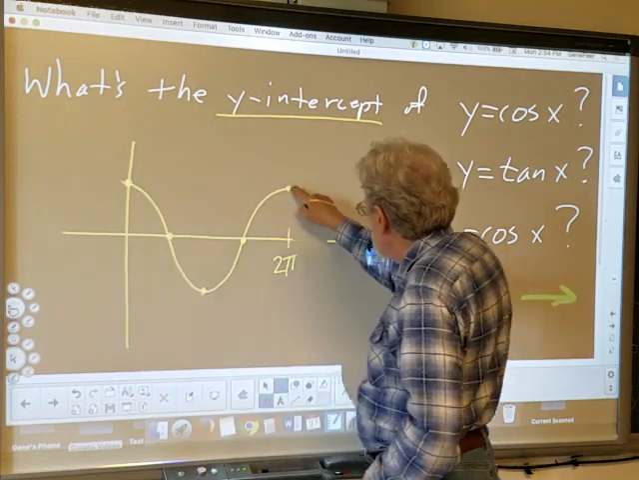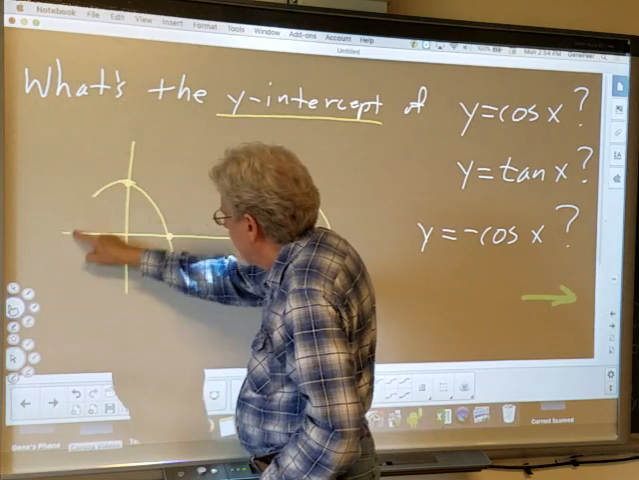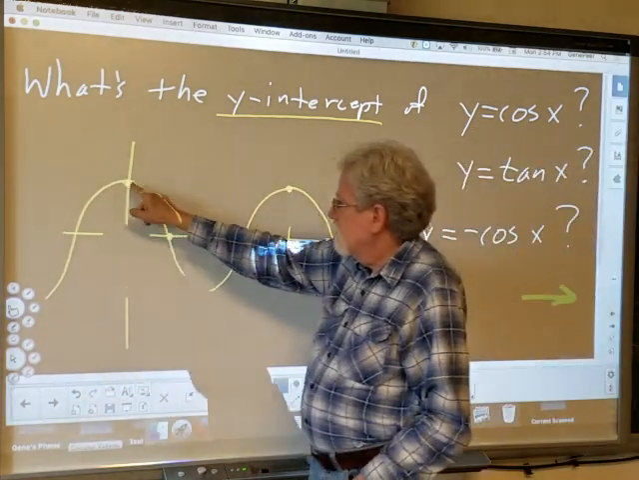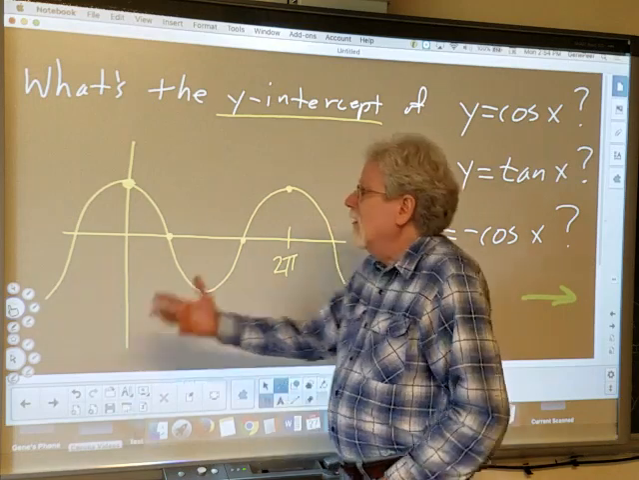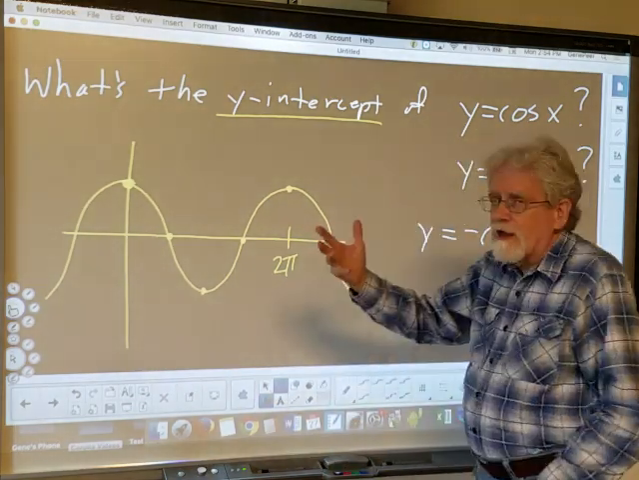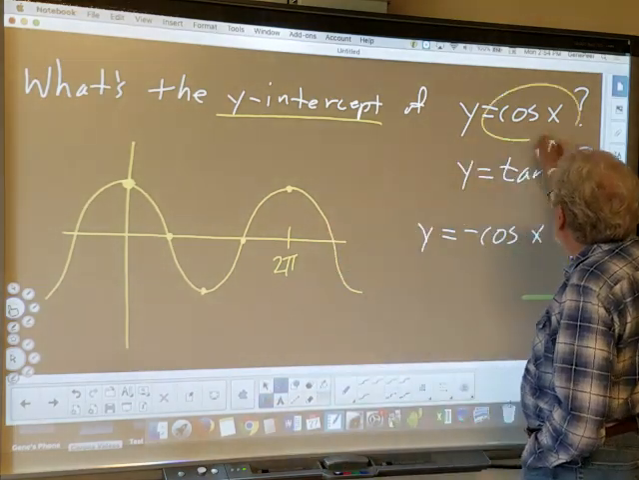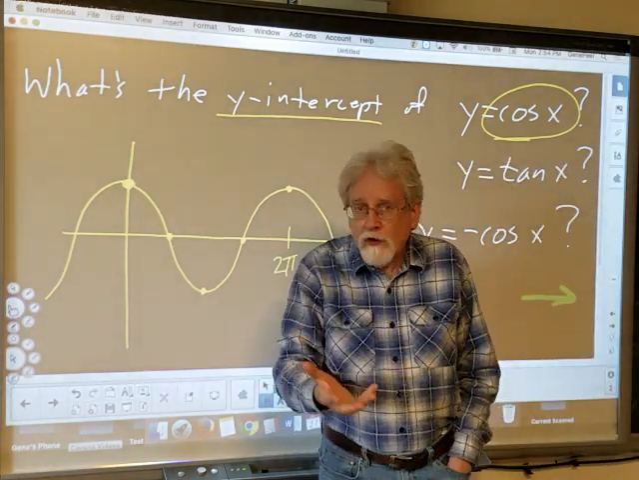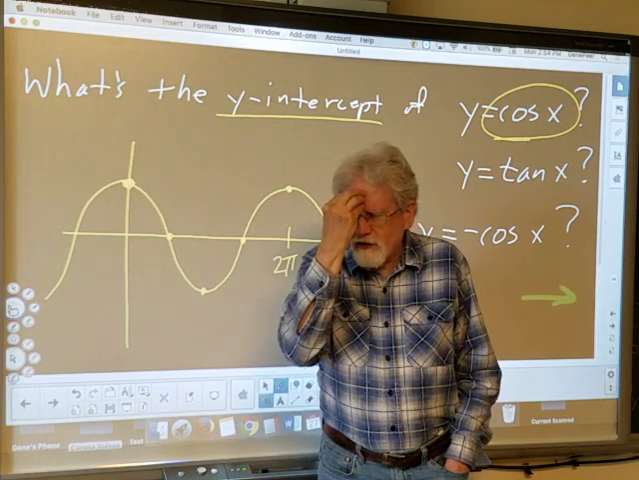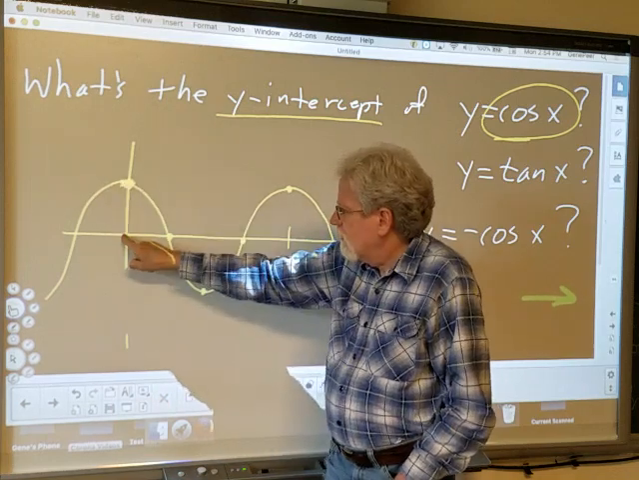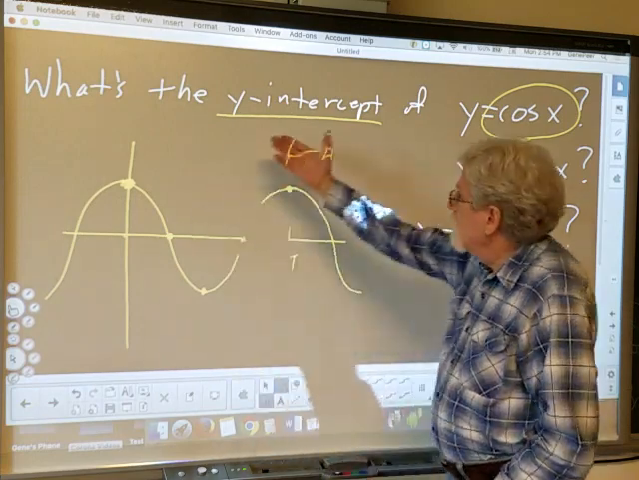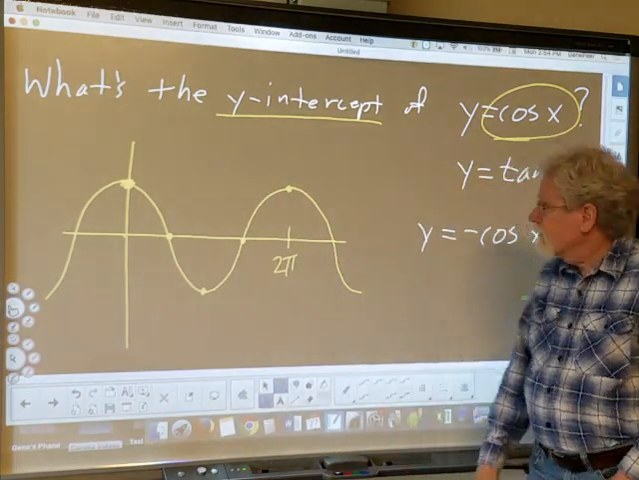And of course, it repeats that forever. So what is the y-intercept? 1. Now, I could argue that you should have known that immediately. As soon as you see cosine of x, you know the starting point for cosine of x. Oh yes, it starts here, not there. Oh, well that's your y-intercept. So this should be about a 10-second problem.